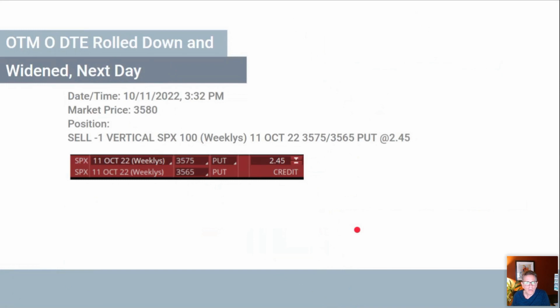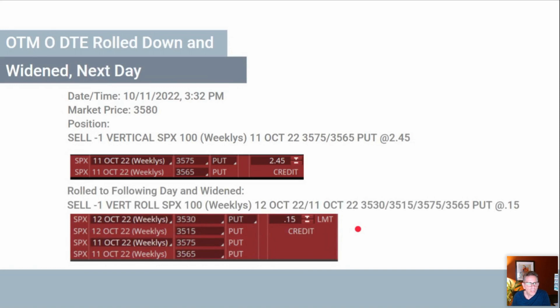Here we go again now. This time we're going to widen the spread. We're going to go from a 10 wide credit spread to a 15 wide credit spread. And this is what happens. I don't have it here, but if we had a credit here with the same strikes, the credit would have been much, much higher.